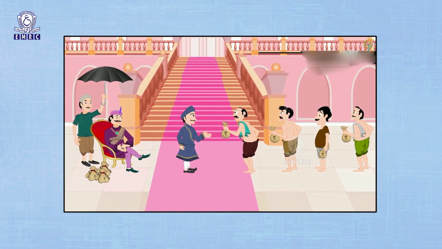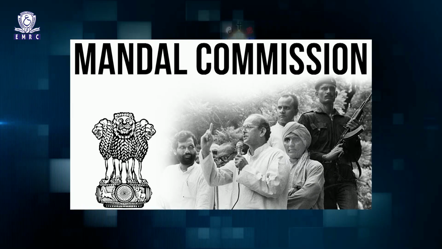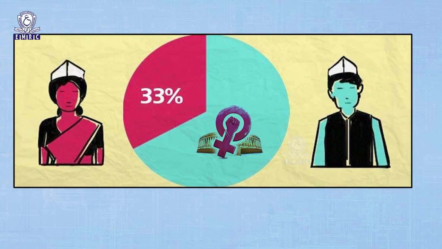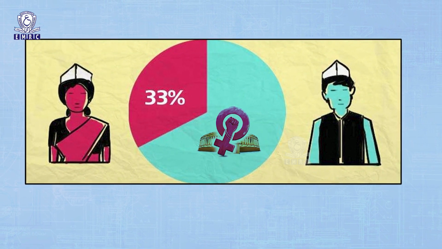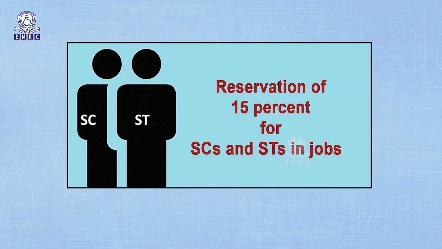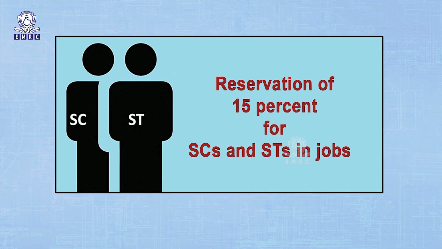The executive measures were abolition of the zamindari system, implementation of the Mandal Commission, introducing a bill in parliament for reservation of 33% seats for women in parliament and state legislatures, and reservation of 15% for SCs and STs in jobs.